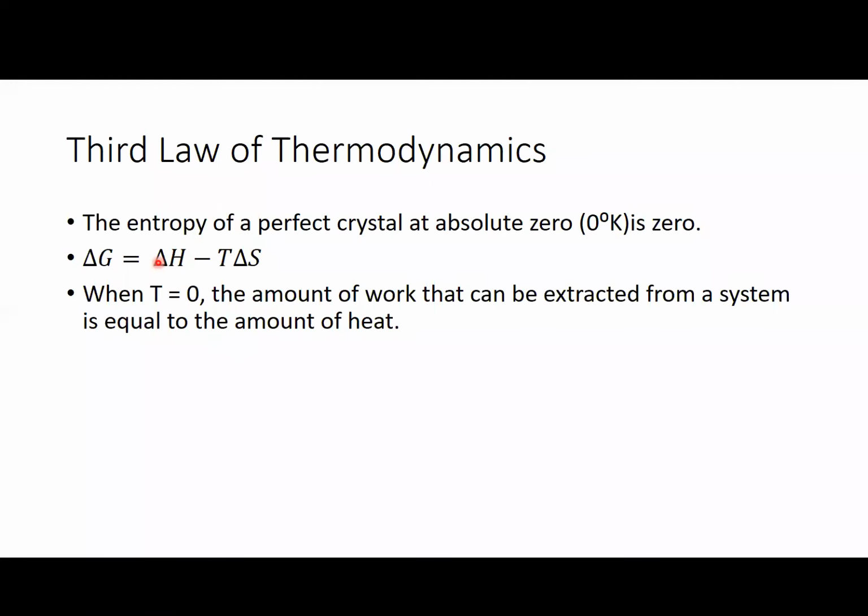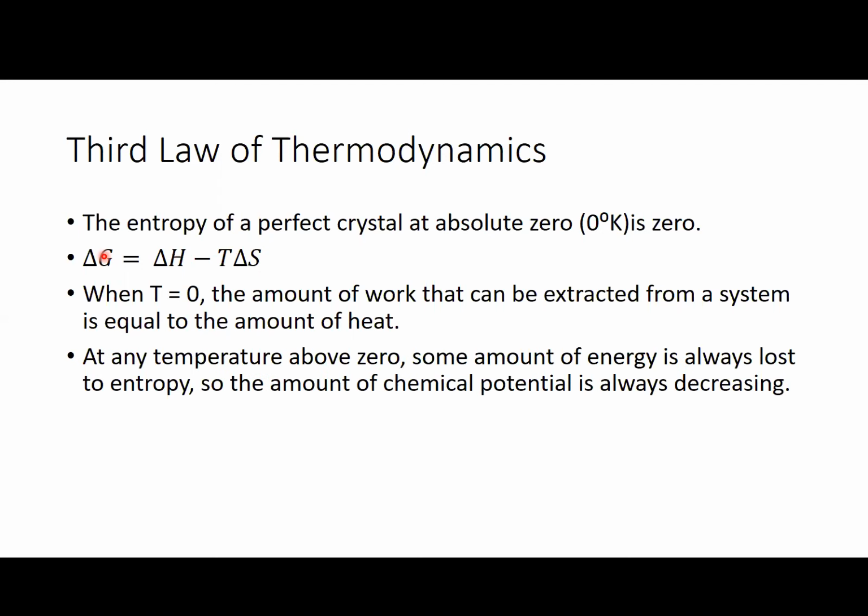At any temperature that is greater than 0, there is always a certain amount of entropy that we have to deal with, which means that the amount of heat that's in a system is not equal to the amount of work that can come from that system. So at any temperature above 0, some energy is always lost to entropy. The amount of chemical potential in the universe is always decreasing for any spontaneous process. So think about what this might mean.